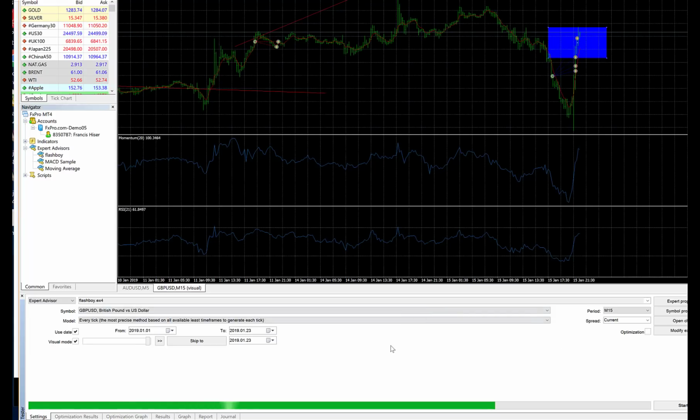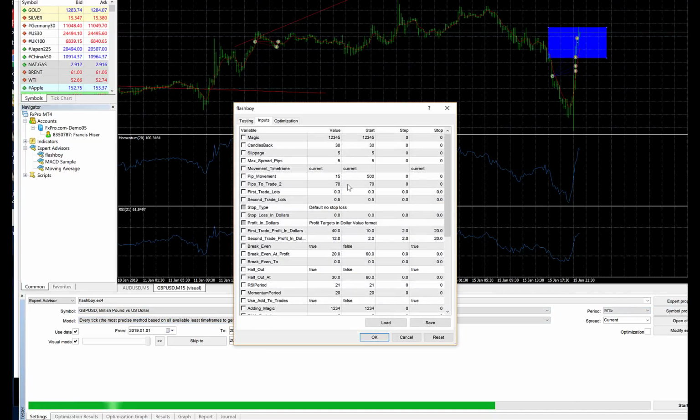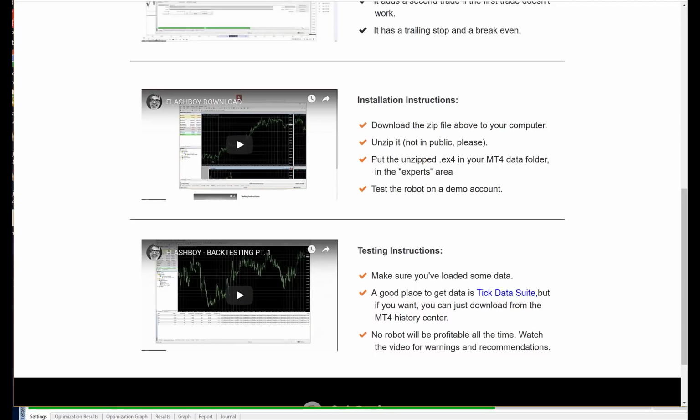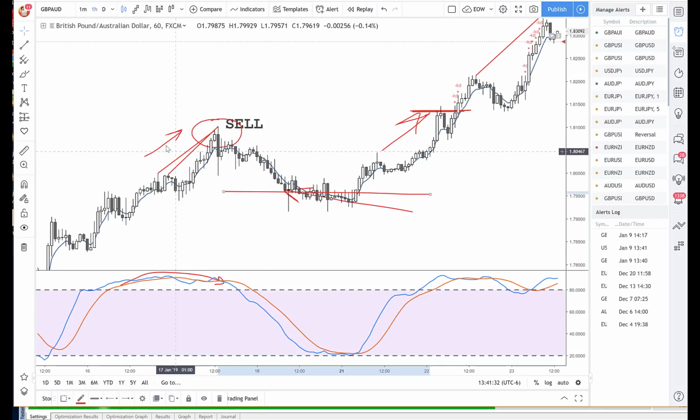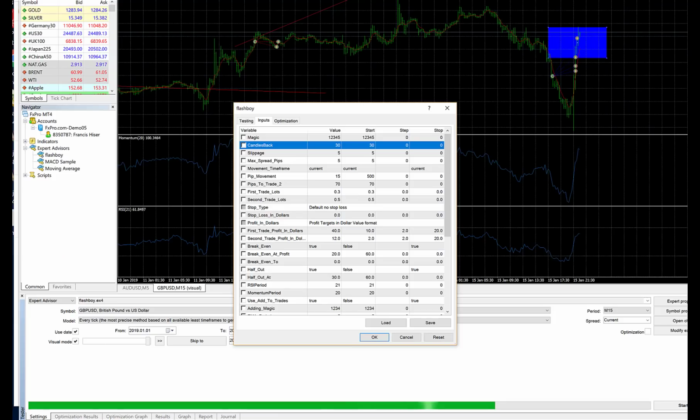Okay, so we've got our data in here. We've got a robot installed. It's really simple to do. We're going to test the British pound, and we're going to pull up some testing parameters. The magic number distinguishes the robot trades from your discretionary trades. Candles back refers to the size of the divergence that we can look for. So the maximum length of this divergence line is 30 bars or 30 candles long.